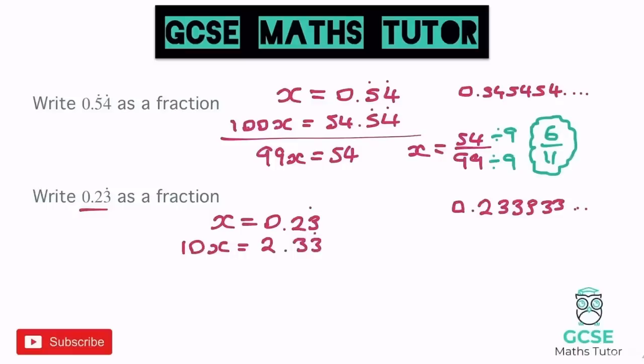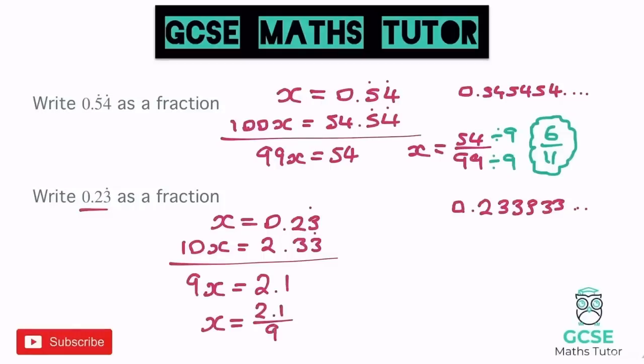I'll just balance it out so there's the same amount of decimal places in both. Now if we take these away from each other, something kind of interesting happens here. We get 9x equals, and 2.33 take away 0.23 is 2.1. Now if we take the same approach as before and turn that into a fraction, so dividing both sides by 9, we get x equals 2.1 over 9.